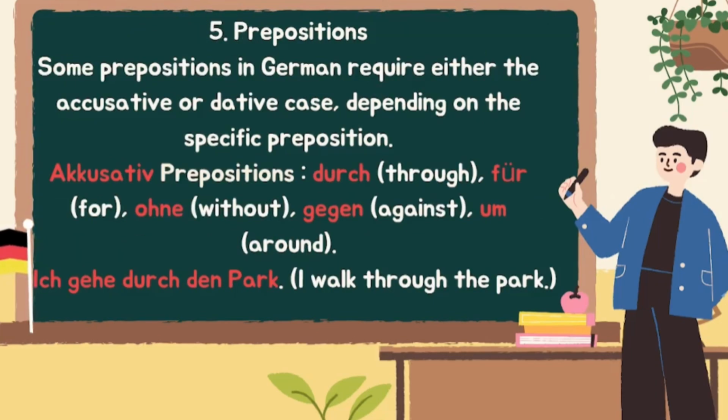So guys, here is the difference number 5. Prepositions. Some prepositions in the German language require either the accusative or dative case, depending upon the specific preposition. For example, accusative prepositions: durch means through, für means for, ohne means without, gegen means against, um means around. These prepositions always use the accusative case. For example, "Ich gehe durch den Park." I walk through the park.